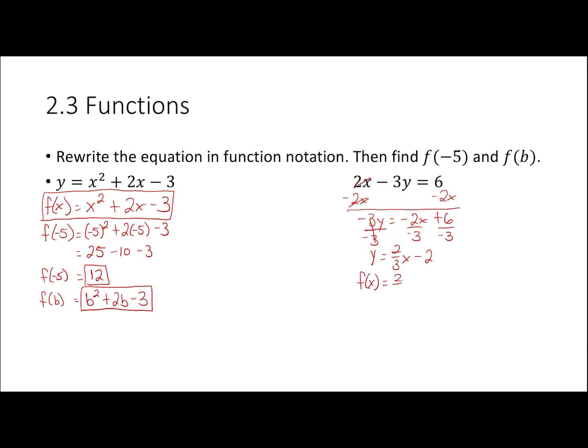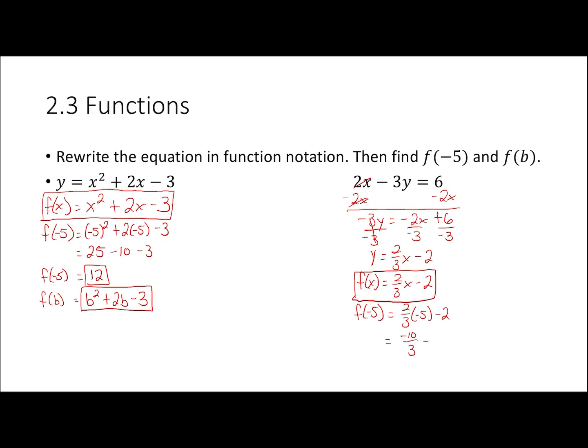So we've solved for y, but our function notation is going to be f of x equals 2/3 x minus 2. That's the first part. Now, the second part of the question says to find f of -5. And so we're going to take the 2/3 times -5 minus 2. And you may want to use a calculator to do this. Again, hopefully you can do that without a ton of issues. And so as we simplify, 2/3 times -5 is -10/3.